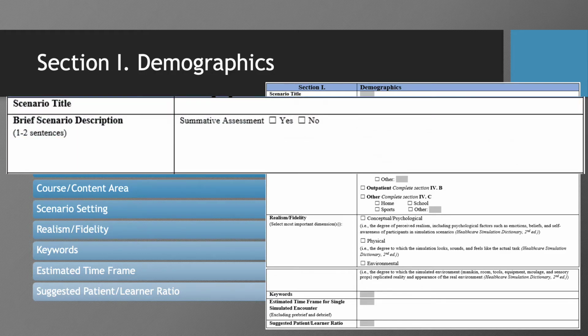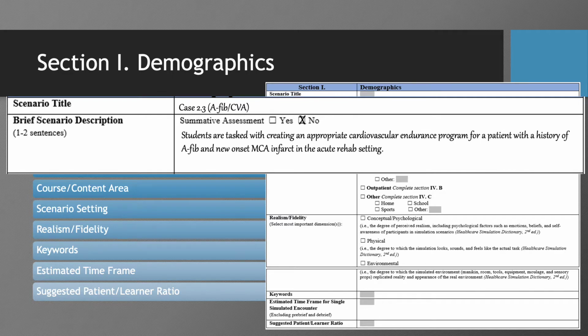The scenario title is simply a name that you give to your simulation so that you can identify it. This sim is called Case 2.3, AFib/CVA. The brief scenario description is a brief description of the scenario that the students will be participating in. Think of this as an abstract so that if another educator were looking at it, they could read the statement and know if the scenario would fit their learners' needs. Take a look at the example given here.